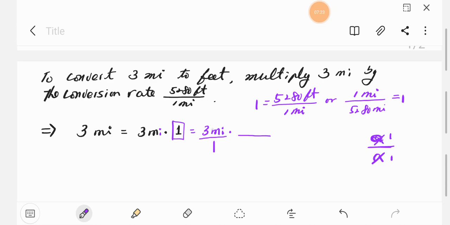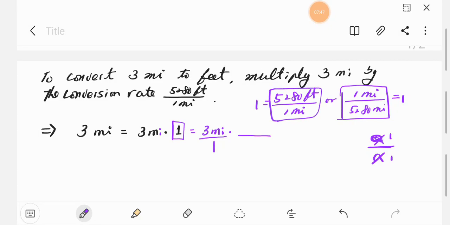So since mile is in the numerator, we need a conversion rate that contains mile in the denominator. So which one has the mile in the denominator? This guy, right? So this conversion rate is always 1. Always 1. So there are 2 of them. Then which one do you want to use?